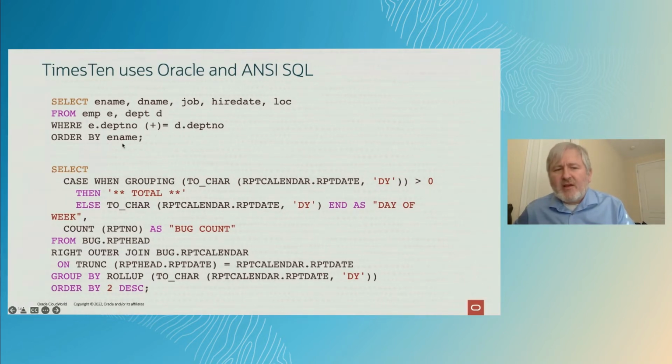This is using the old school Oracle syntax and the newer ANSI SQL syntax. We support both. So in this first example, we're doing a join between two tables, and we're using the Oracle syntax for an outer join. So we can support that with TimesTen. We can also support the ANSI SQL syntax where we're explicitly specifying the join type. So with TimesTen SQL, you can either use the Oracle syntax or the ANSI syntax.